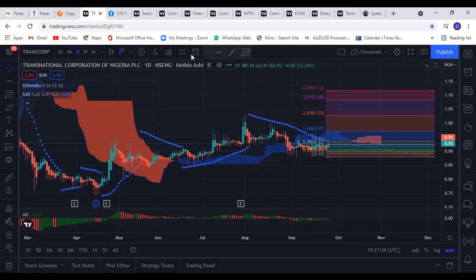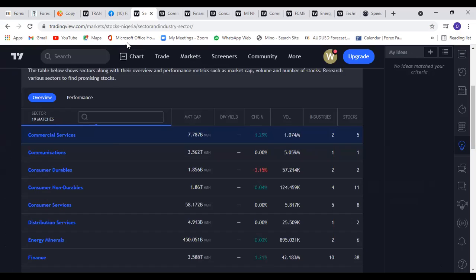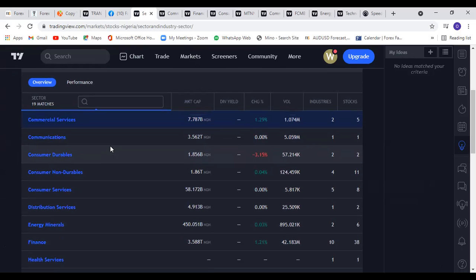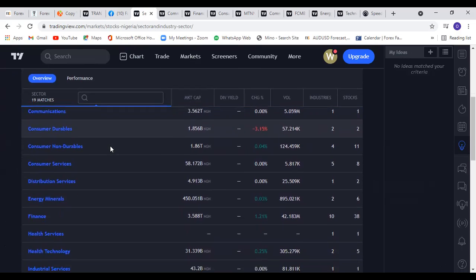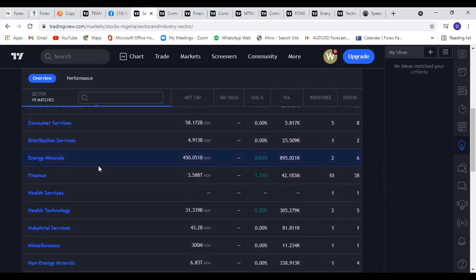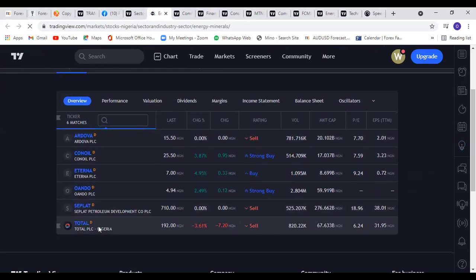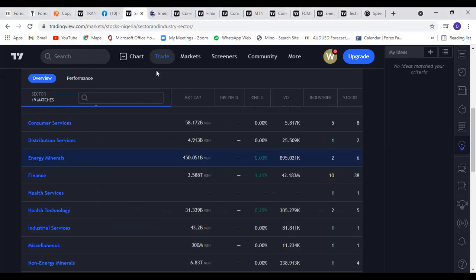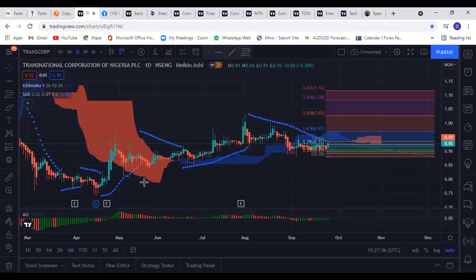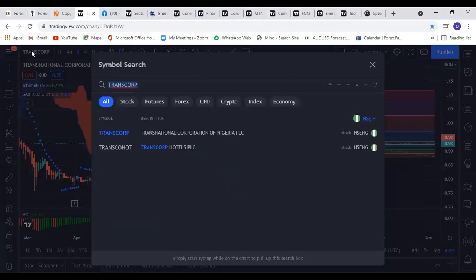Let me see all the other sectors that I have here. Let's look at energy stuff. Energy and mineral. Total, okay. So let's look at this one. Let's look at what Total is doing. TradingView said sell. Let's look at where we might want to enter, even though it's selling.